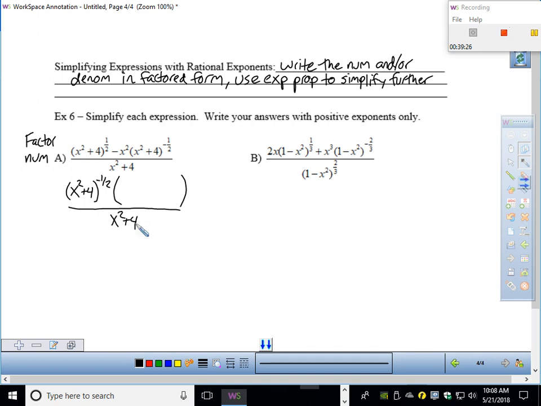All right. So let's see what's going on with this. Again, just working left to right. Did I take out some or all of the x squared plus 4s here? Well, I only took out some of it because I only took out to the negative 1/2.